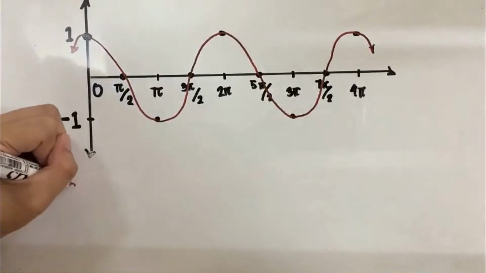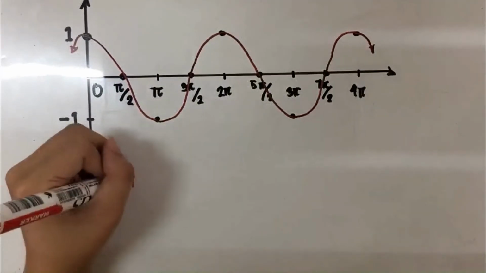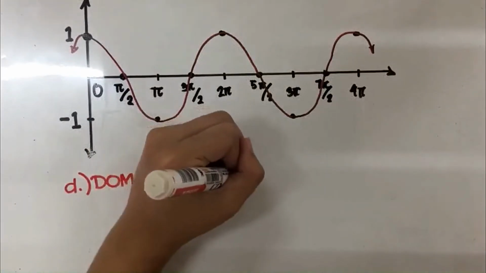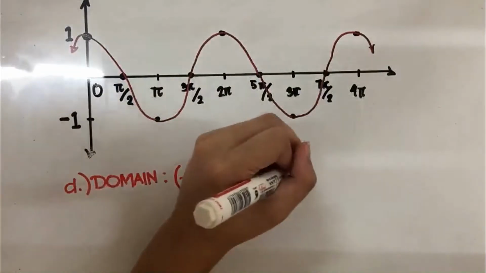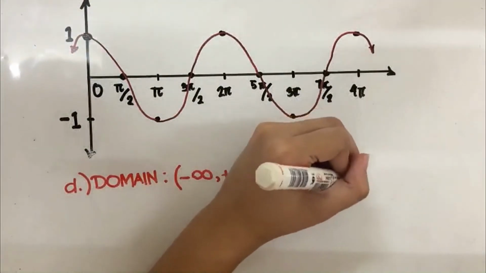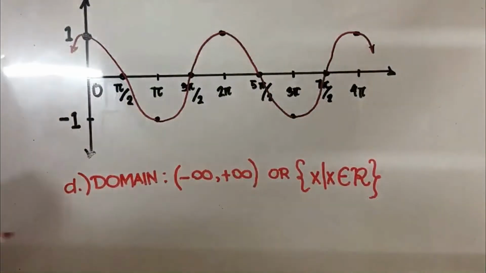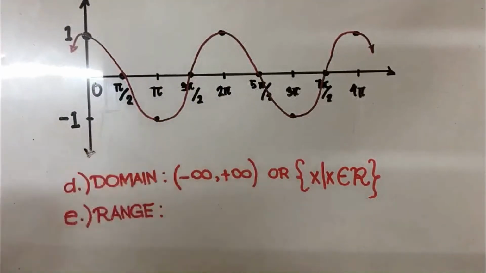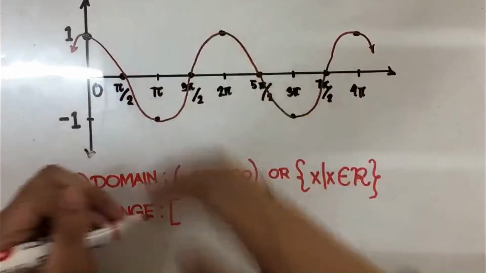For the domain of our graph, as you can see, the graph extends indefinitely from left to right. So, our domain is equal to negative infinity to positive infinity. For our range, we are going to make use of our amplitude. And as you can see, it is from negative 1 to positive 1.